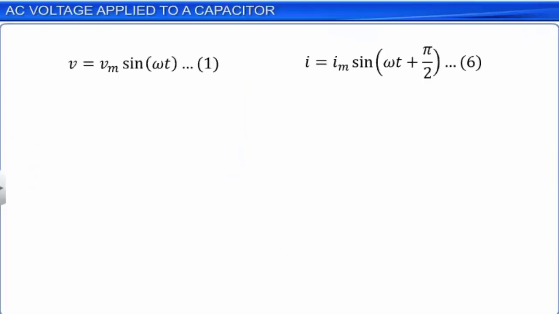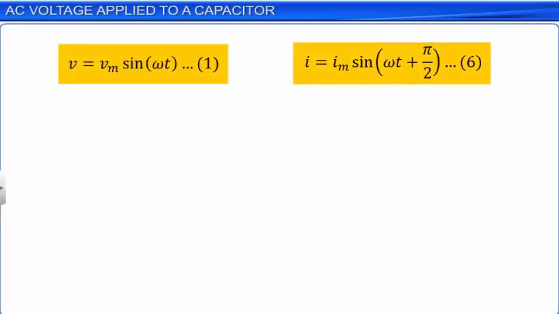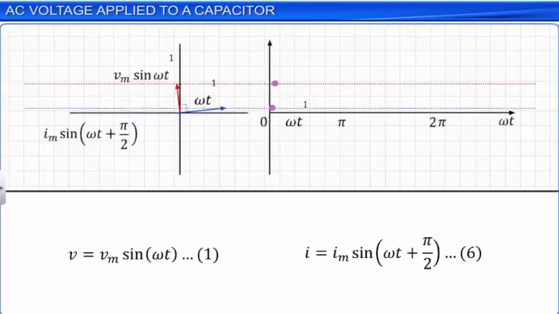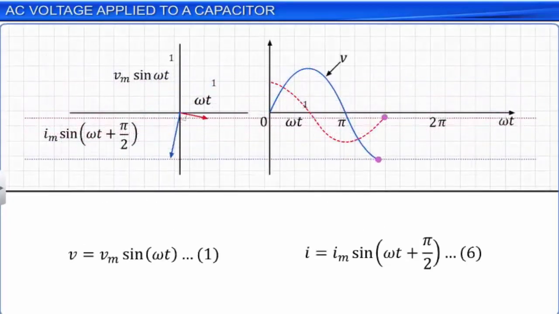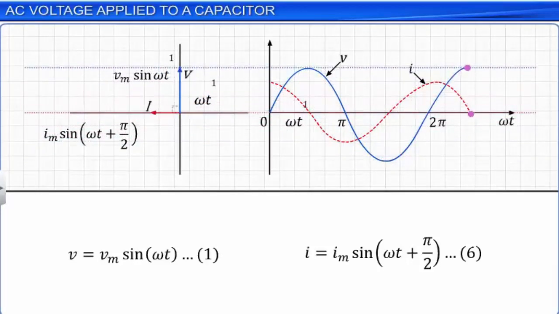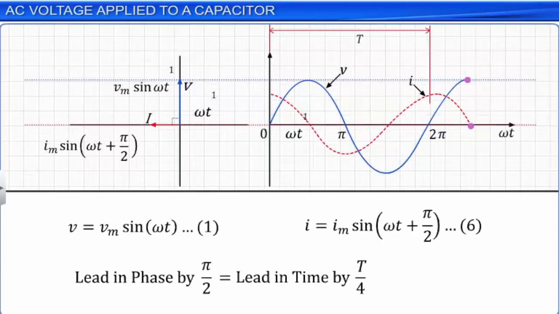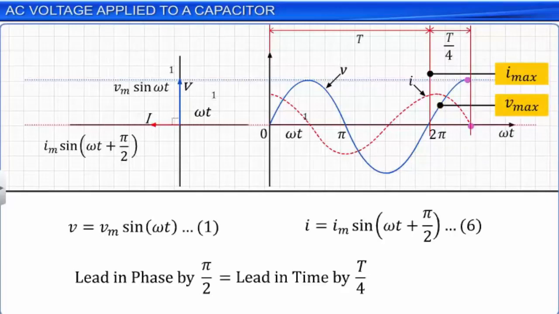On close inspection of equations 1 and 6, which are derived for the value of current in the circuit, we can see that the current leads the voltage in phase by π/2. The phasor diagrams for analyzing the relationship of lead or lag between current and voltage are as shown. This lead in phase by π/2 is equivalent to a lead in time by 1/4 of the time period T. Another thing to note is that the maximum value of the current in the circuit is achieved exactly 1/4 of the time period of every cycle before the maximum value of voltage is achieved.